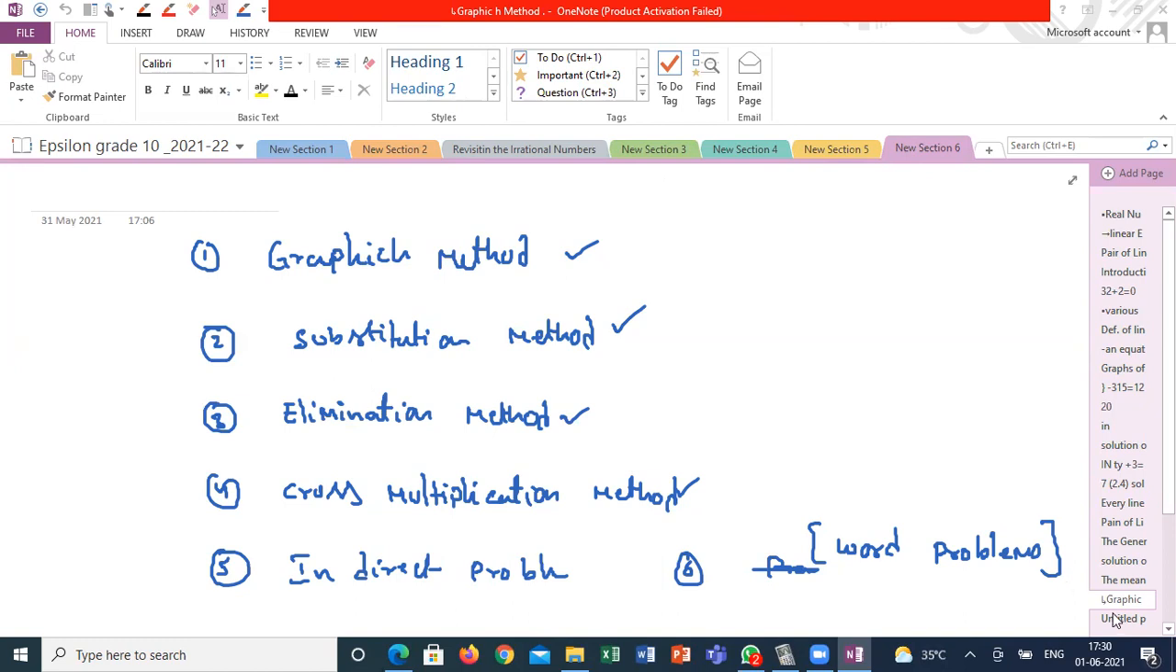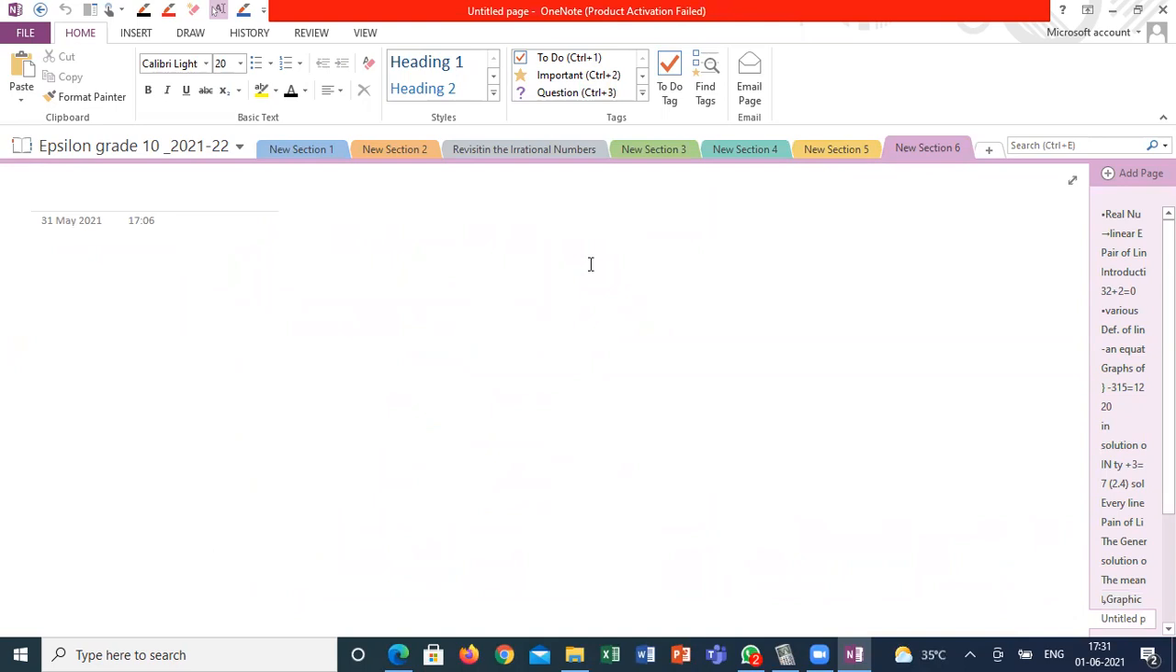Today's topic, I am going to start with a question. From today's topic onwards, we are going to find how to solve the system of simultaneous equations, or pair of linear equations in two variables.